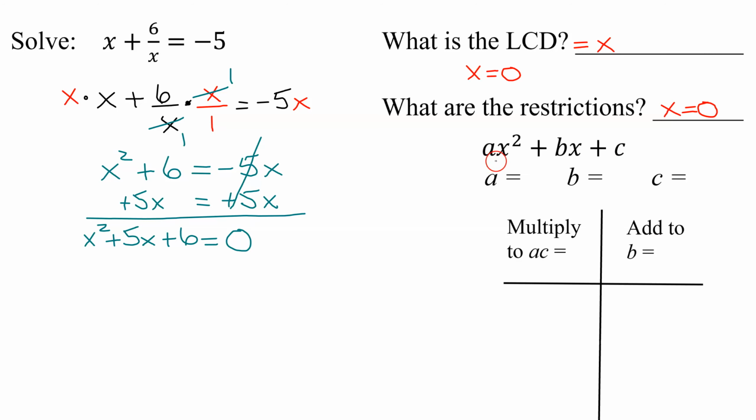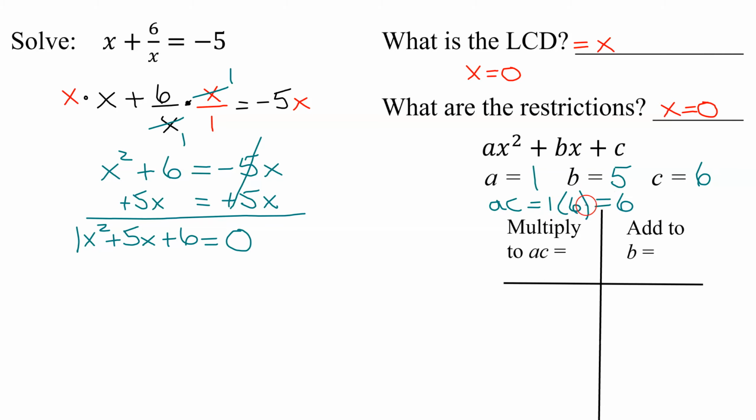And when we factor, we compare it to ax squared plus bx plus c. A is the coefficient of the x squared term. What number's in front of this x squared? We're too efficient to write it. It's just 1. So a is 1. B is the coefficient of the x term. It is 5. C is the constant term of 6. So I'm going to multiply a times c. That's 1 times 6, which is 6.